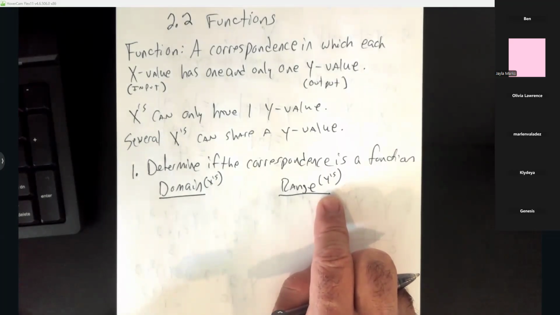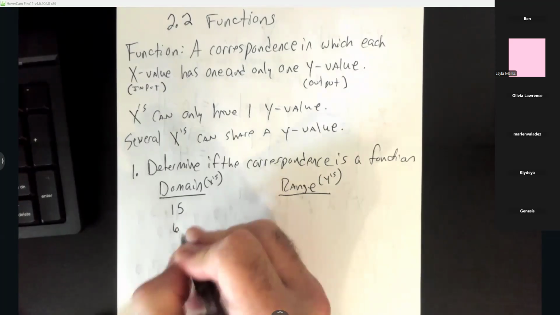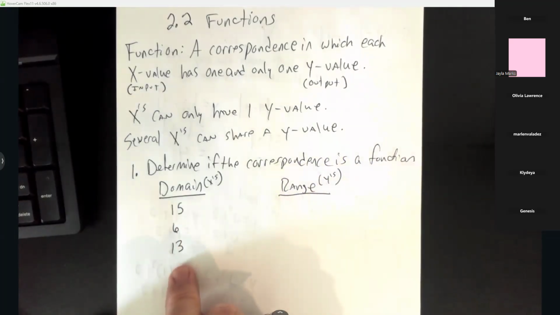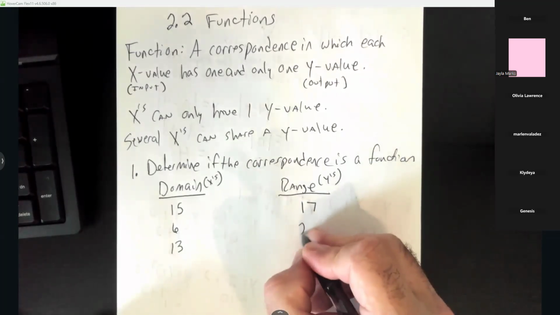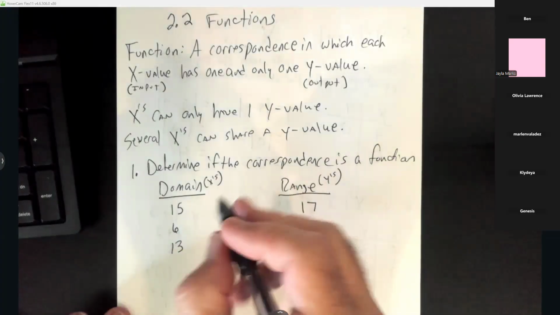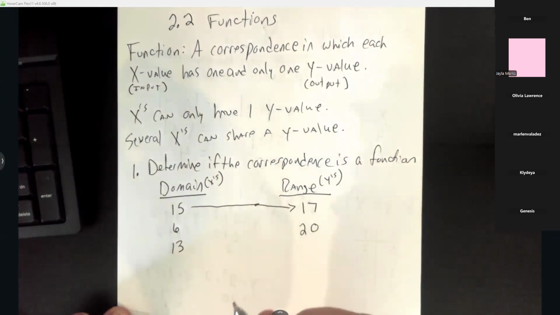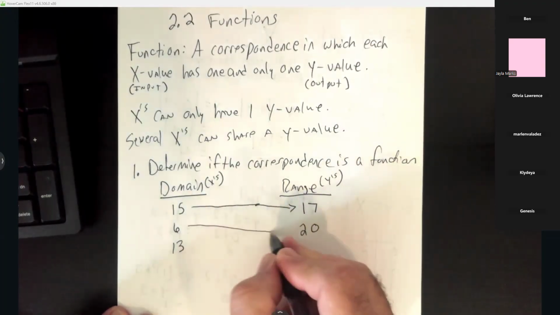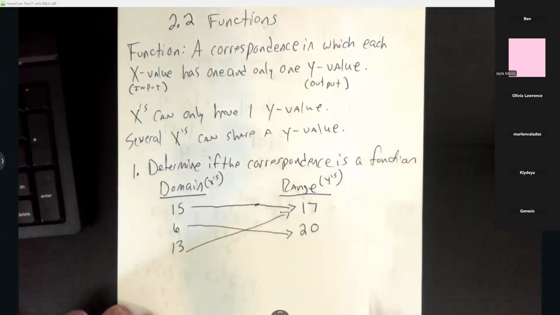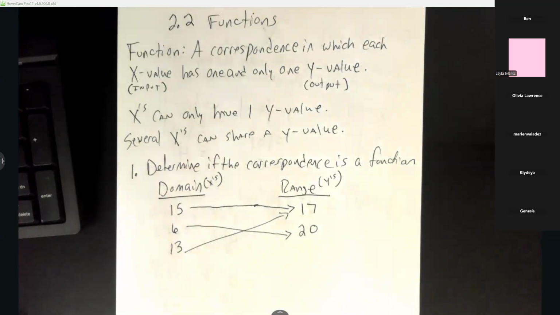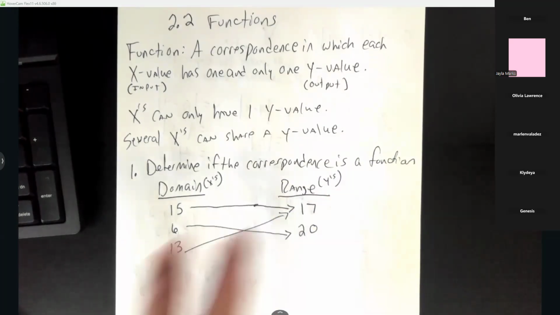Oh, so let me see. What if I had one like this? 15, 6, and 13. Those are my x values. And in my range, I got a 17 and a 20. So the 15 is going to the 17 here. The 6 is going to the 20. The 13 is going to the 17. So the question of the day, is this correspondence a function?